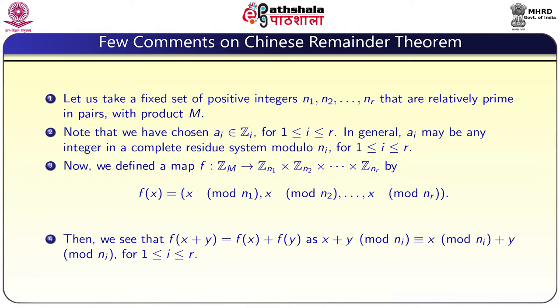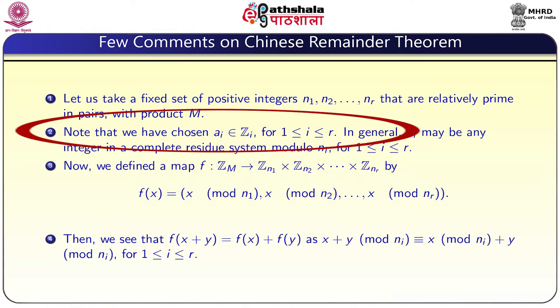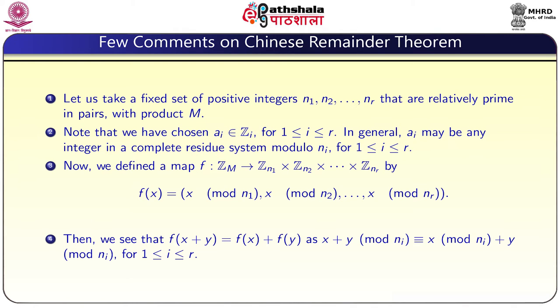Now, a few comments on the proof of the Chinese remainder theorem. Let us take a fixed set of positive integers n1, n2, and so on up to nr that are relatively prime in pairs, with the product m. Note that we have chosen a_i belonging to Z_ni for 1 less than or equal to i less than or equal to r. In general, a_i may be any integer in the complete system of residues modulo n_i for 1 less than or equal to i less than or equal to r.